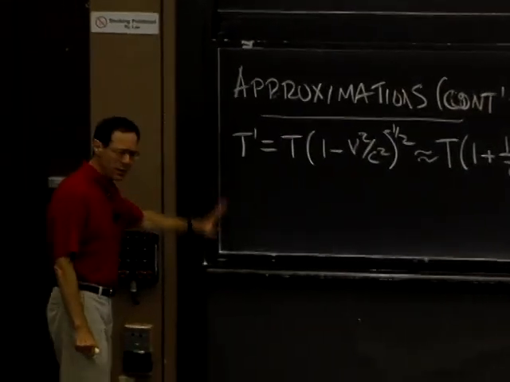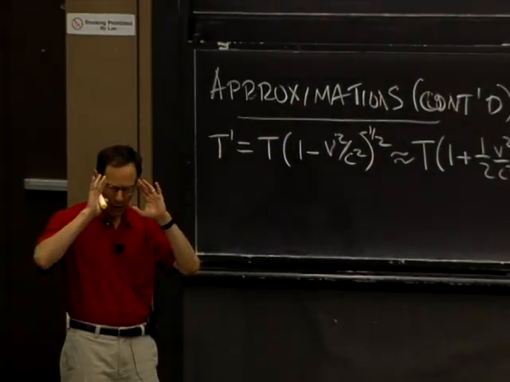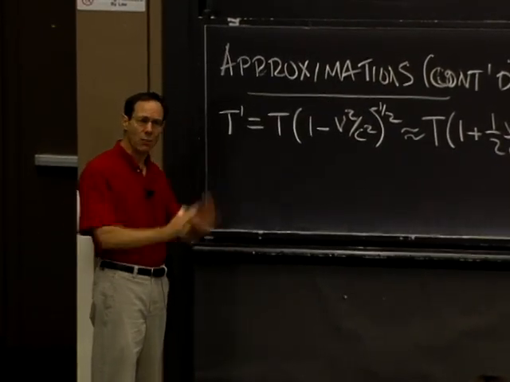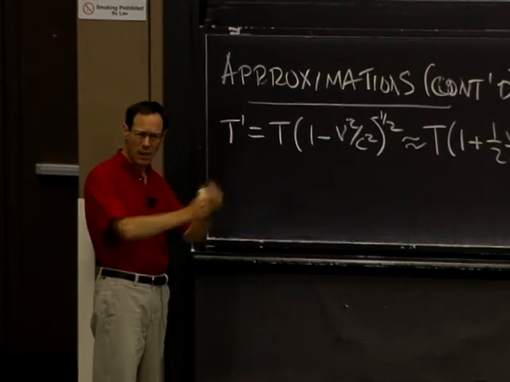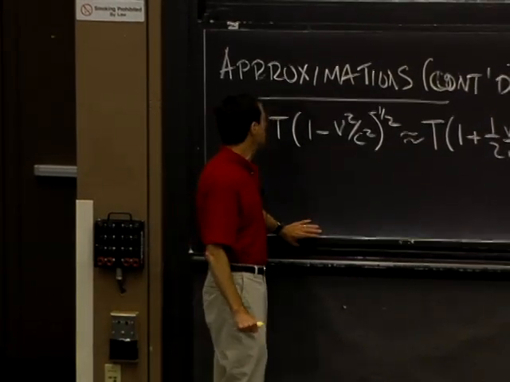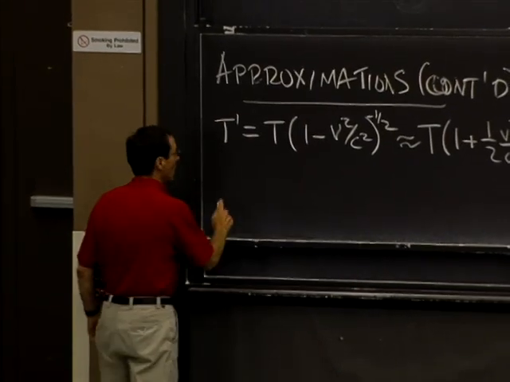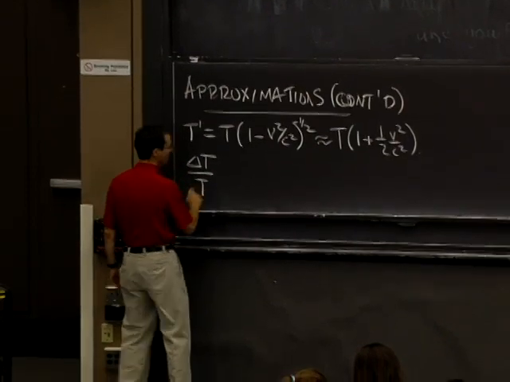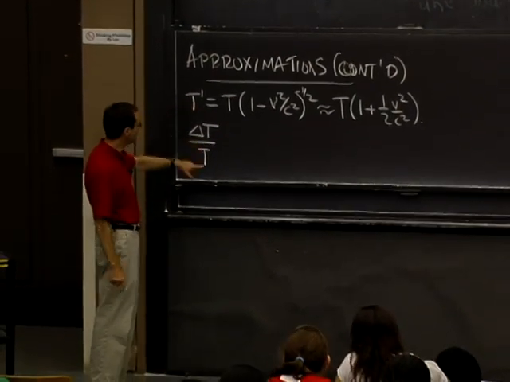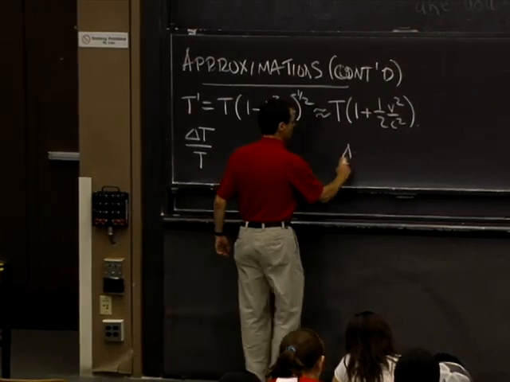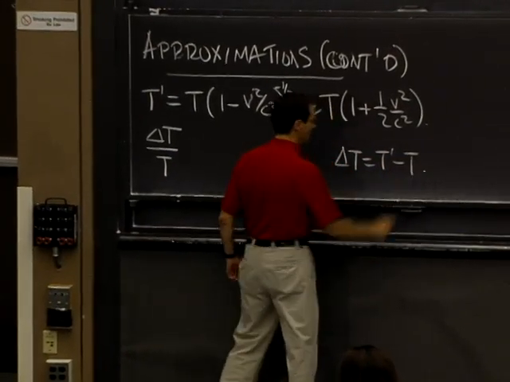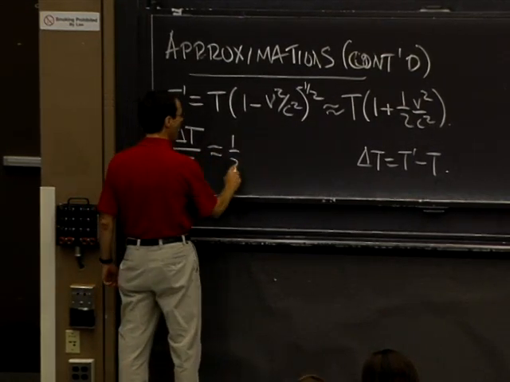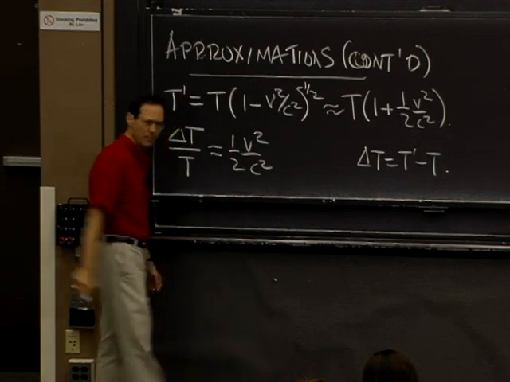Now, I want to reiterate why this is a useful way of thinking of things and why this comes up in real life, why this is maybe more important than everything that I've taught you technically so far. So, first of all, what this is telling us is the change in t divided by t. If you do the arithmetic here and subtract t, that's using the change in t is t prime minus t here. If you work that out, this is approximately the same as a half v squared over c squared.